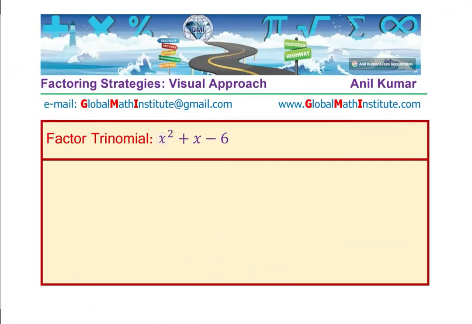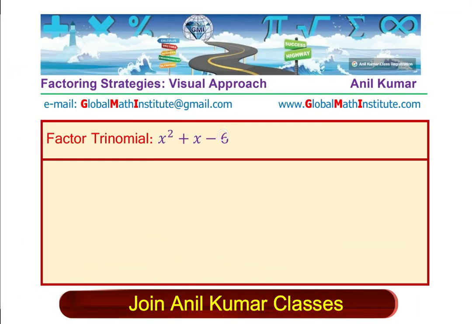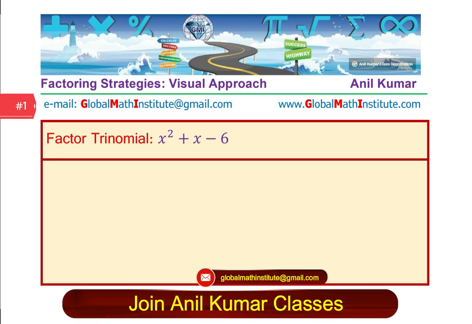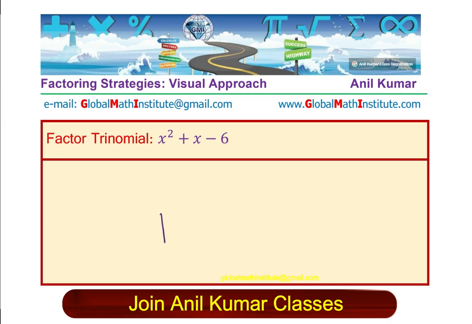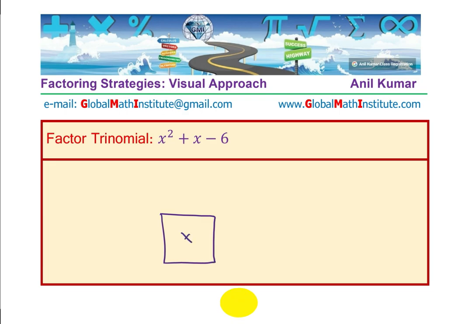Now we need to factor this trinomial which has three terms, x square plus x minus 6. So the strategy is to start with the highest power which is x square in our case. Since it is positive, I am using a blue color for it. So this is x square, positive x square.